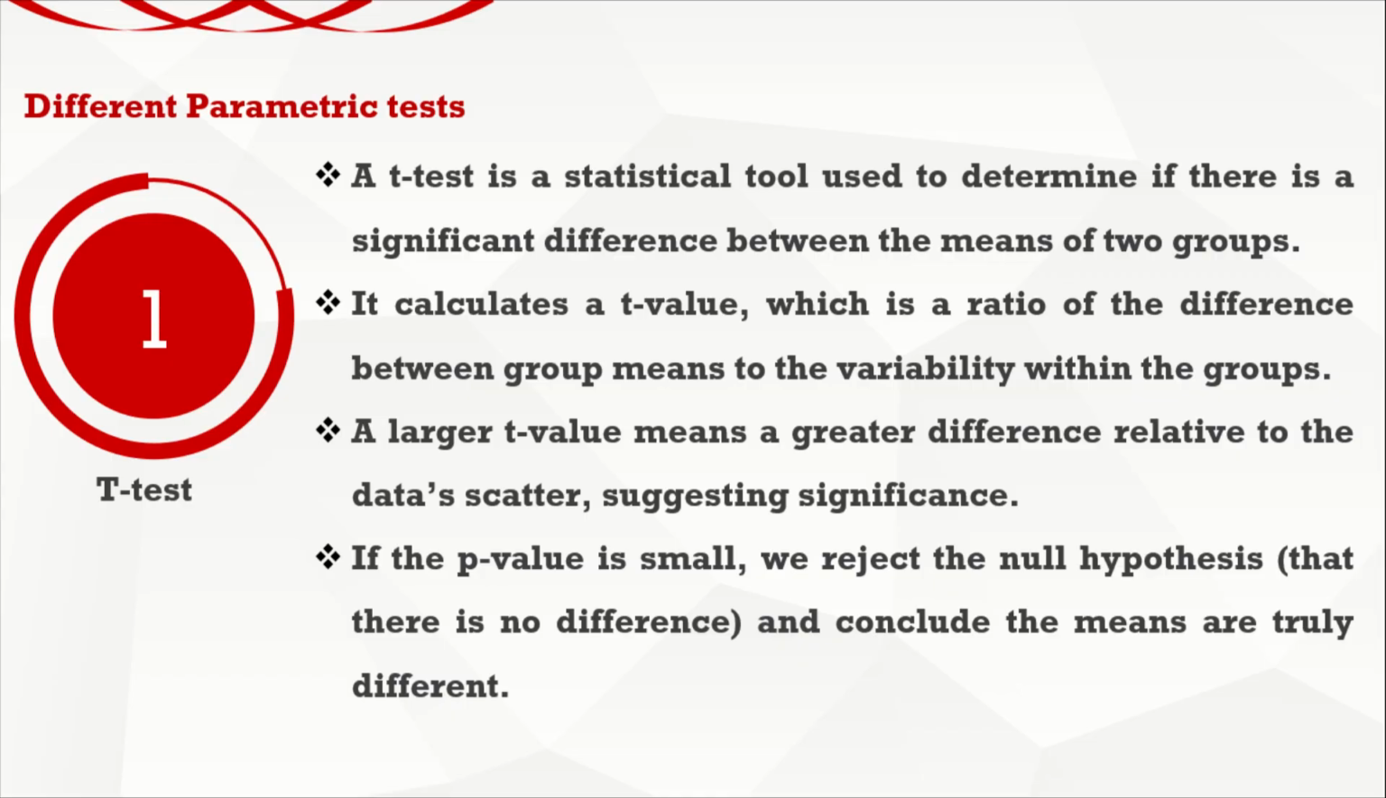It calculates a t-value, which is a ratio of the difference between group means to the variability within the groups. A larger t-value means a greater difference relative to the data scatter, suggesting significance. If the p-value is small, we reject the null hypothesis, that is no significant difference, or conclude it means truly difference.